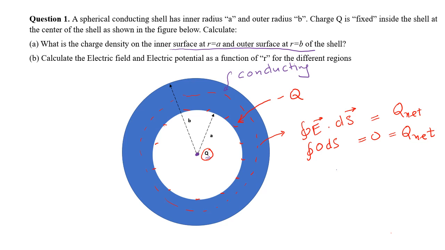Where is this charge coming from? This charge is migrating from the outside surface. And in migrating from the outside surface, it would leave a positive Q charge on the outside surface.